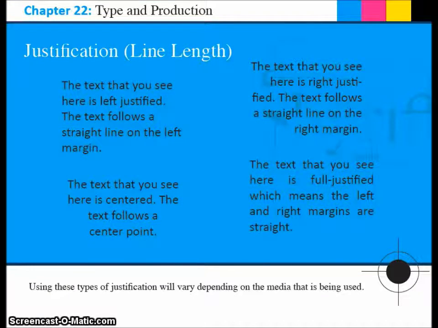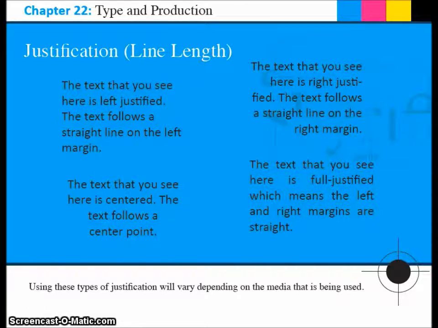Line length has to do a lot with justification, and you probably know what that is. The first box up at the left is left justified, which means that it follows a straight line on the left margin. On the top right is right justified, and it follows a line on the right margin. The lower left is centered text.